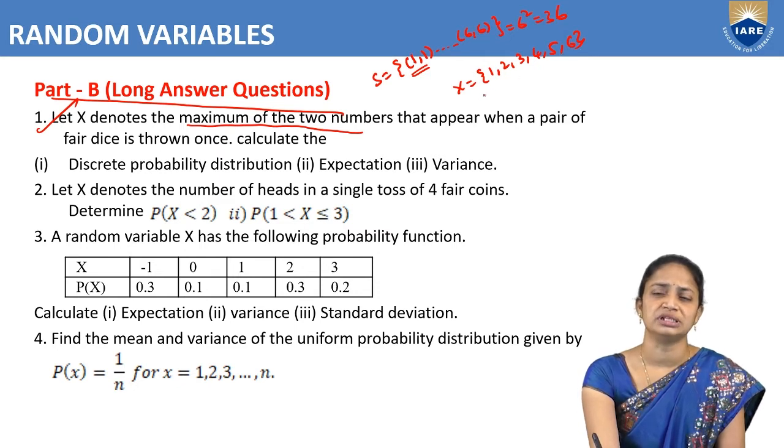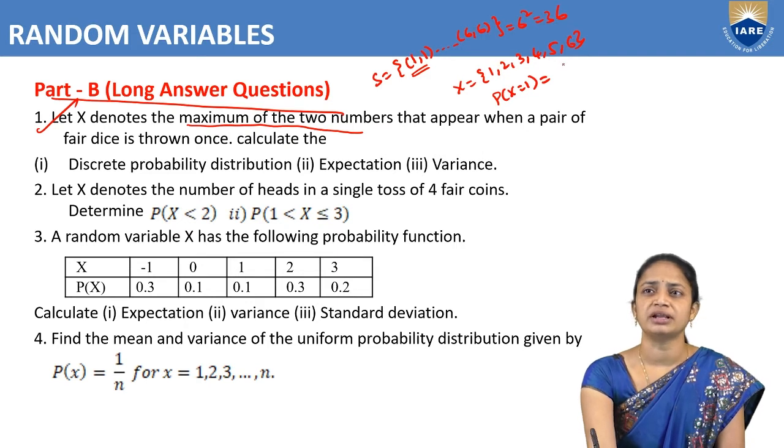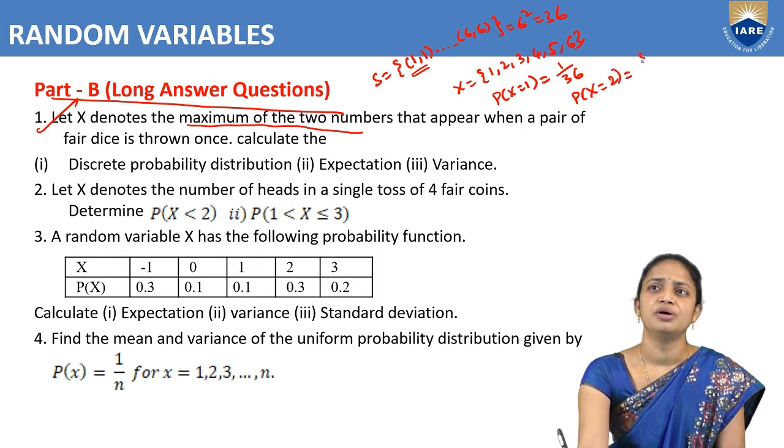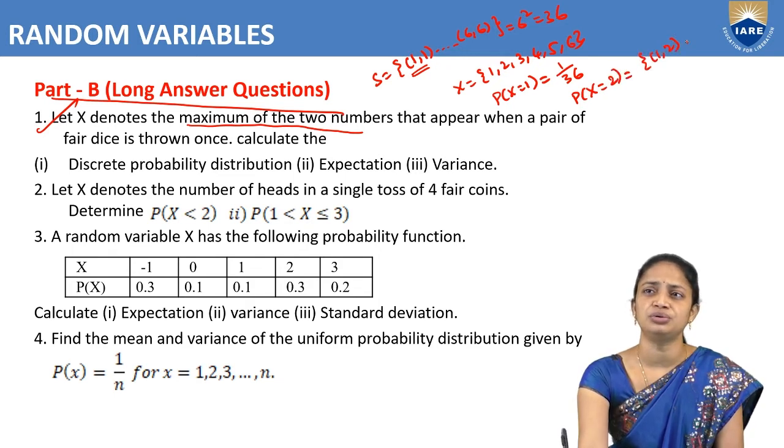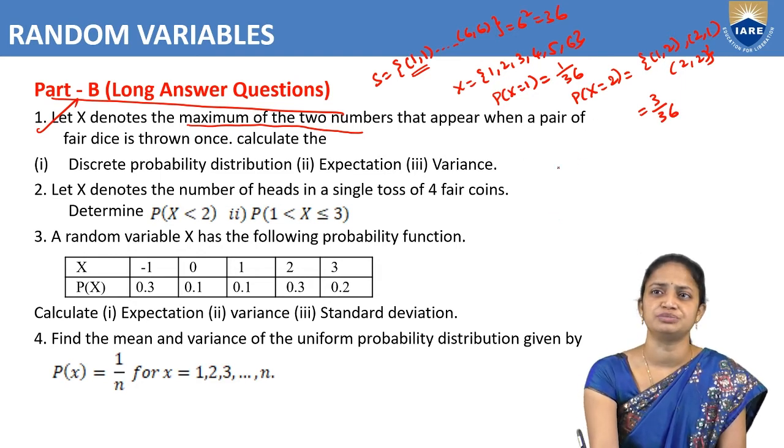So what about the probabilities? We need to find the probabilities for those random variable values. For 1, that is only 1,1, so it is 1 by 36. For 2, in 1,2 the maximum is 2, in 2,1 the maximum is 2, and in 2,2 also the maximum is 2. So we get 3 by 36. Like that we can find the probability distribution table.